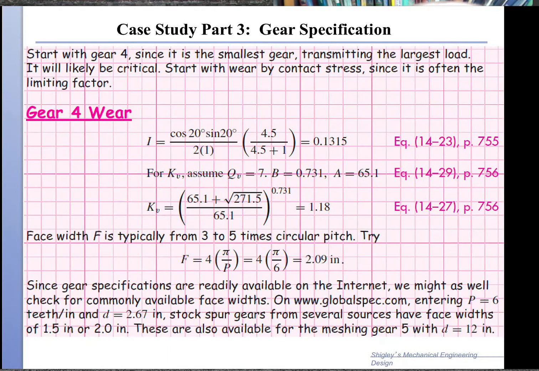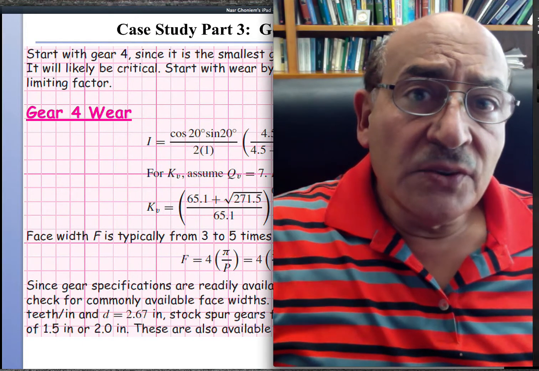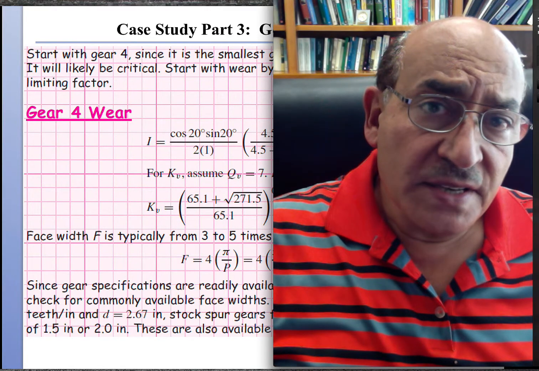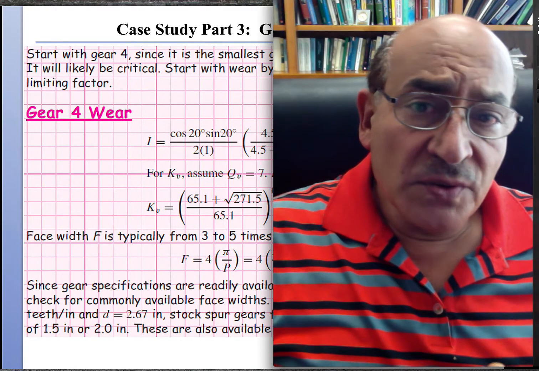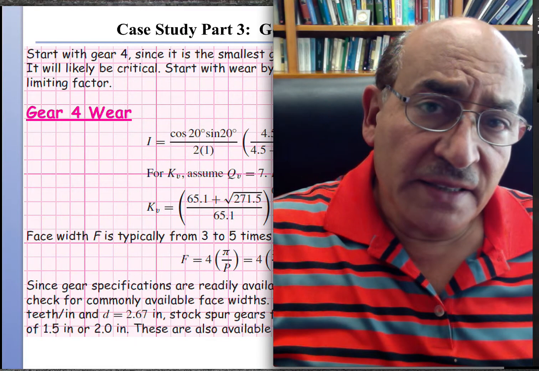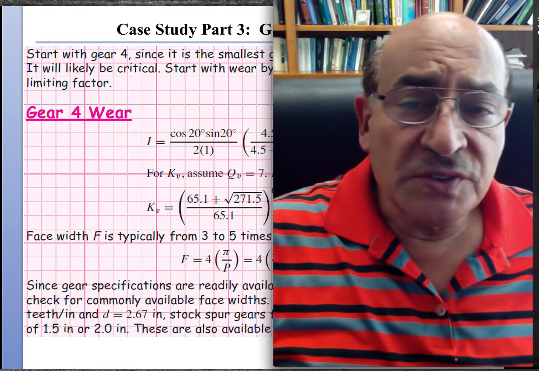So if we go to now look at the limitation, as we studied already, we have to consider bending stresses, and we have to consider contact stresses for wear. So we'll focus on gear 4, figure out the contact stress limitation, and then we verify for the bending and move on to the other gears.